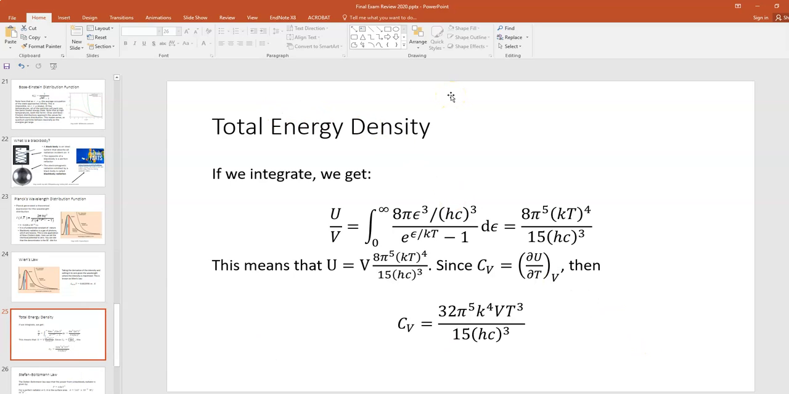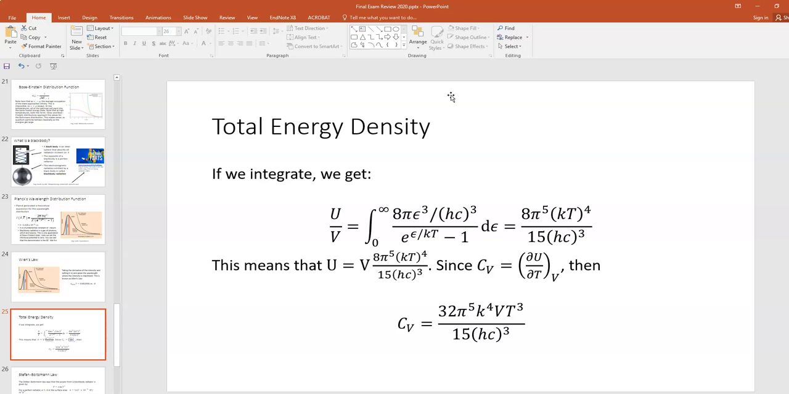And then if you use the expression for the total energy density, you can derive the Stefan-Boltzmann law. In order to do that, we first had to define the total energy density, and we solved for that. U over V was equal to 8 pi to the fifth (kT)^4 over 15 (hc)^3. Okay, we derived that expression for the energy density.